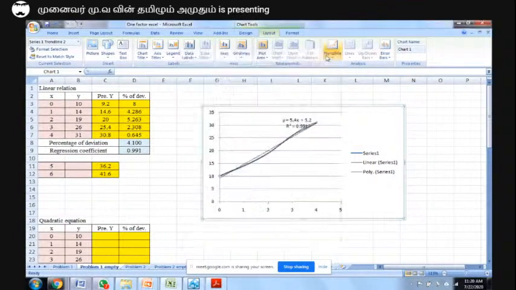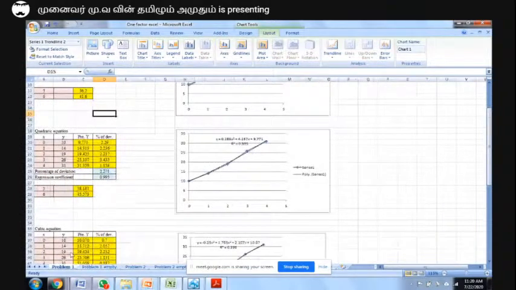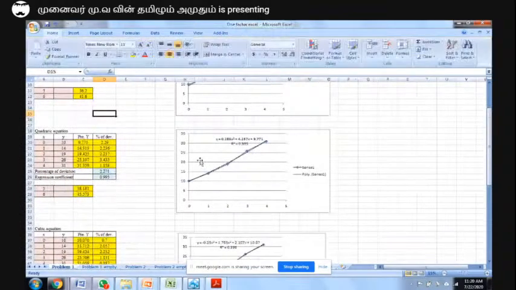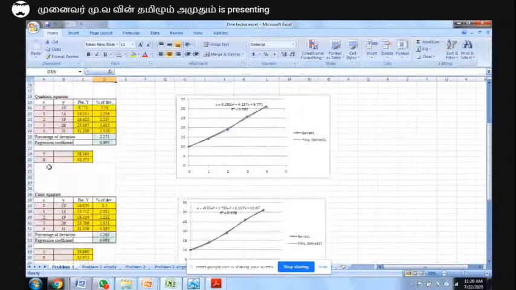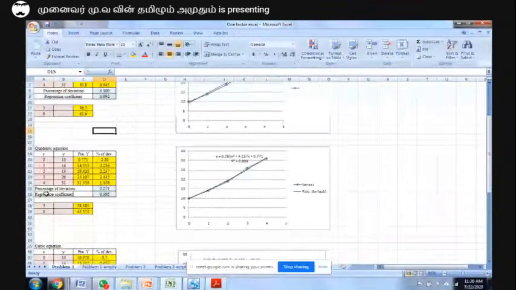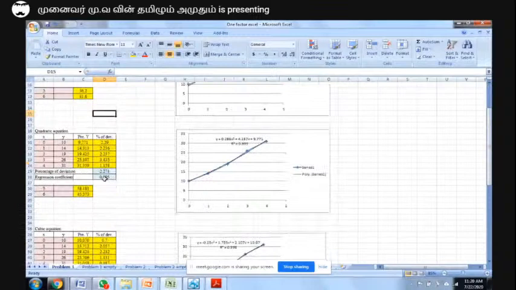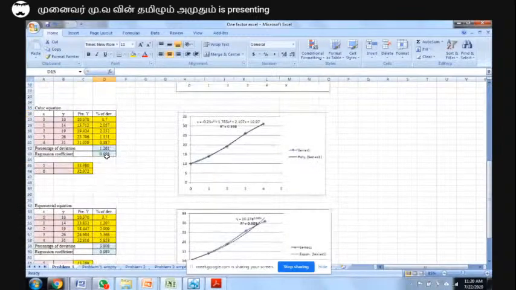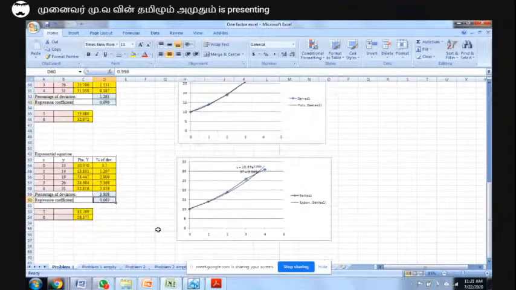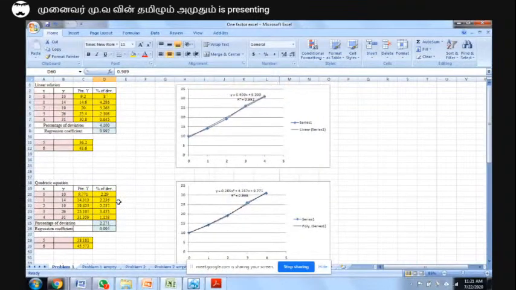There are two possibilities for getting the inference. One is the R square value, the other is average percentage of deviation. Here, I did linear, quadratic, cubic, and exponential relations. The average percentage of deviation for linear is 4.1 and 0.992, here 2.27 and 0.995, 1.2261 and 0.998, here 3.8 and 0.989. Among the various empirical models, which one is preferable? The superior regression coefficient is preferable.